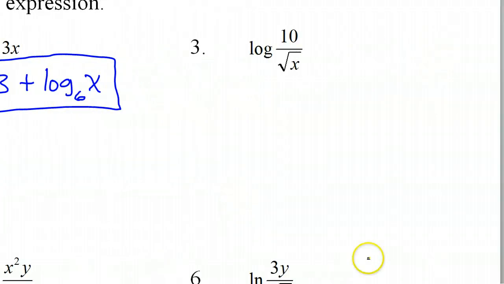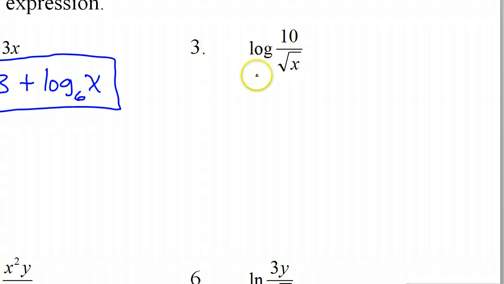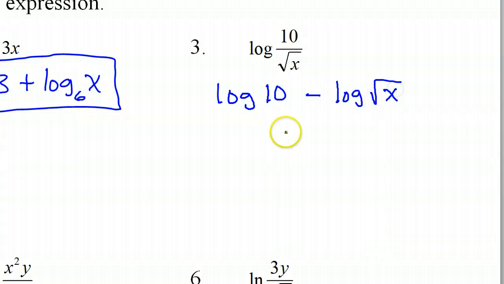Number 3. I'm definitely seeing the quotient property here. All right? The log of a quotient is equal to the difference of the logs. So we're going to do that. So this will equal the log of 10 minus the log of the square root of x.